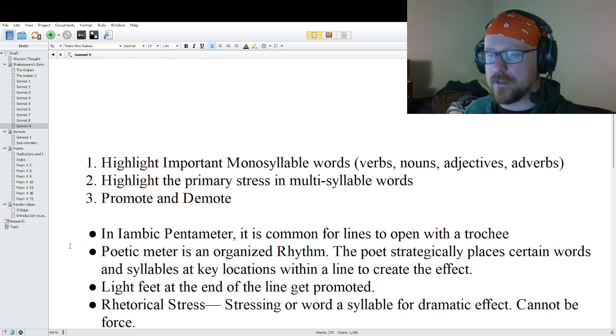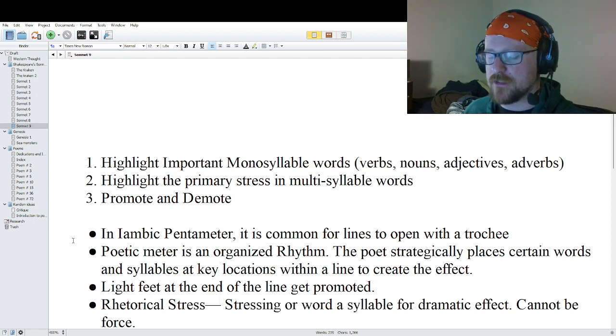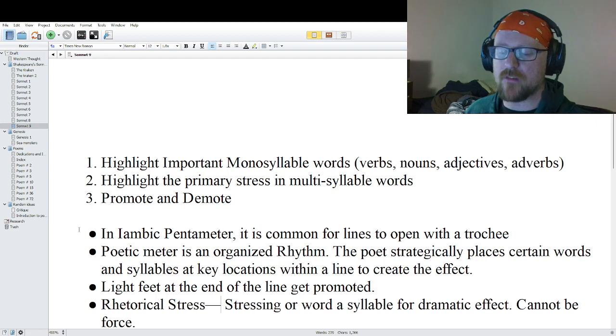And then we promote or demote. Promotion is where you have three light, light, light beats in a row. The middle one gets promoted to accented. And if you have three heavy, heavy, heavy, the middle one gets demoted to unaccented. Okay. So this is the three-step process that we do to break down the rhythm of a line.